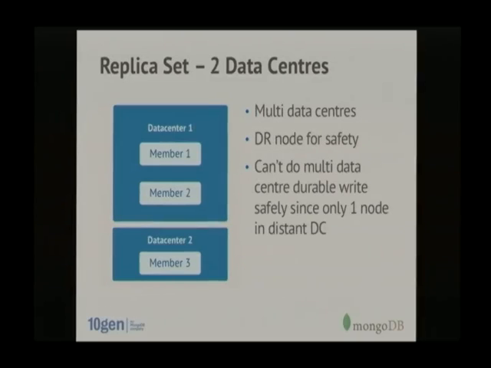Expanding that scenario to 2 data centers, we could actually have 2 nodes in one data center and 1 node in the other. In this case, the node in the other data center is there as an example for safety or disaster recovery. So in the event that data center number 1 failed completely, there aren't enough nodes in data center number 2 to actually fail over, but you do have a copy of your data. In the event that data center 2 failed, then data center number 1 is still going to be fine.